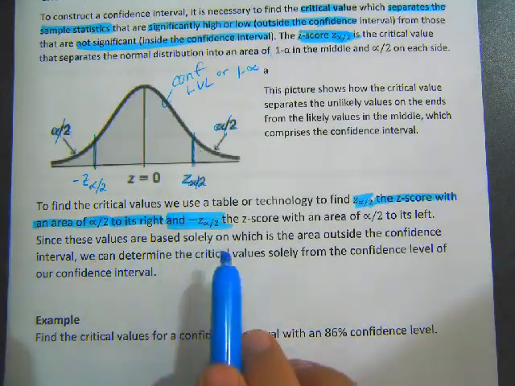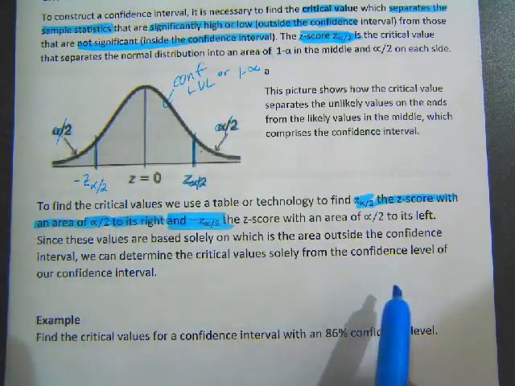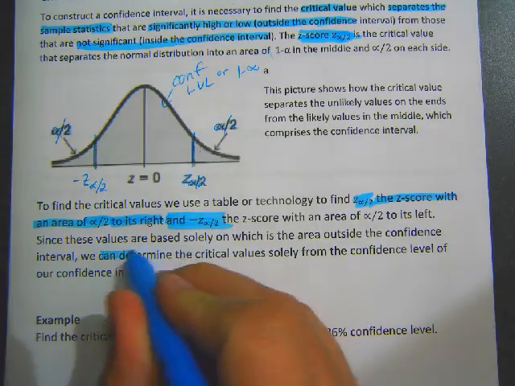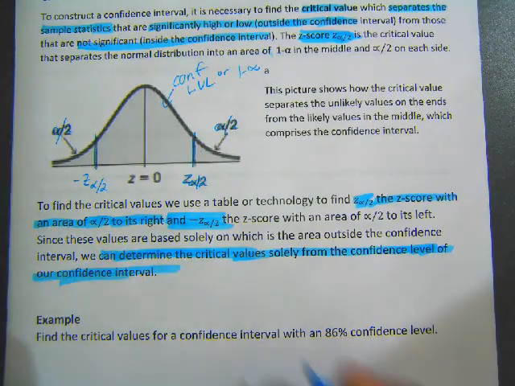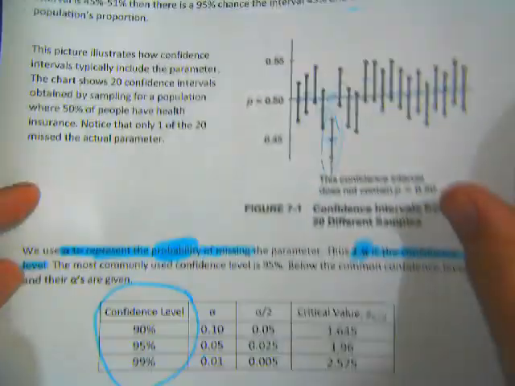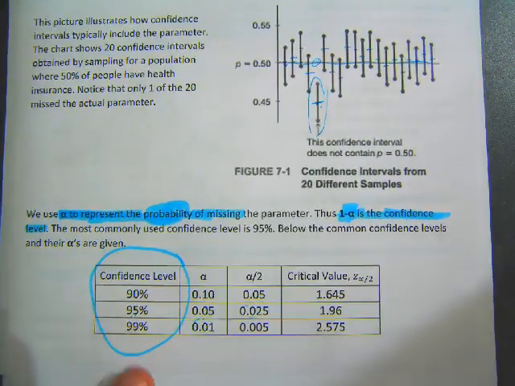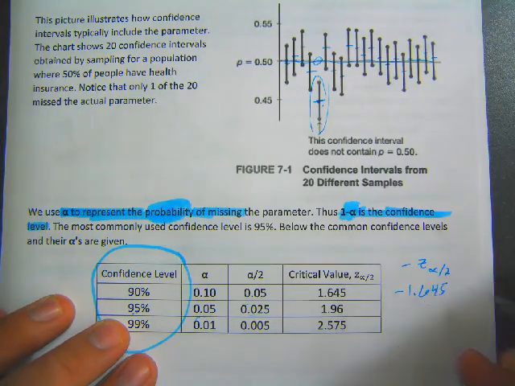These values are based only on the area, and the area is the area outside the confidence interval. All you really need to know to find these is the confidence level. So as soon as you know which one you're working with, whether you're doing 90, 95, or 99, you can just find those values. You don't have to know anything else. So we can determine critical values just from the confidence level of our confidence interval, which is why on the previous page, they actually already gave them to you. They already told you 90% confidence level, what's the critical value? It's 1.645. And then the negative z alpha over 2 would be negative 1.645. That'd be the other one.